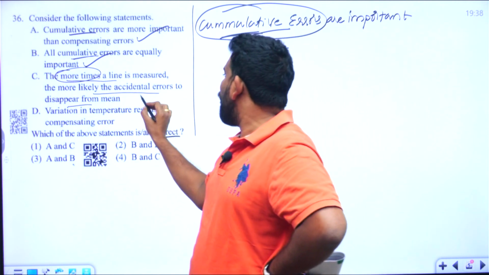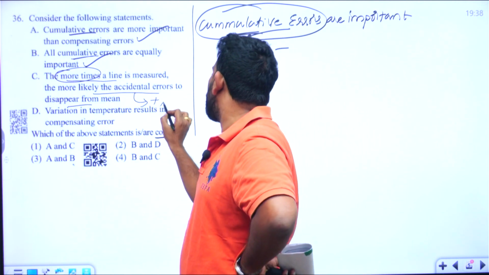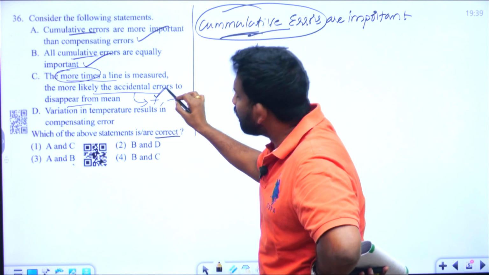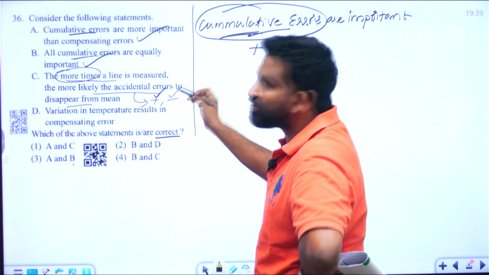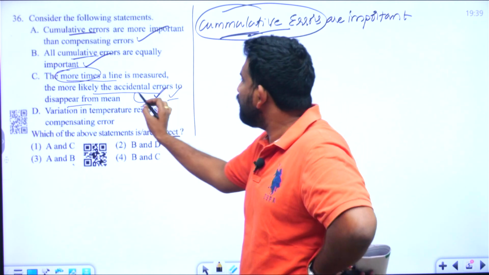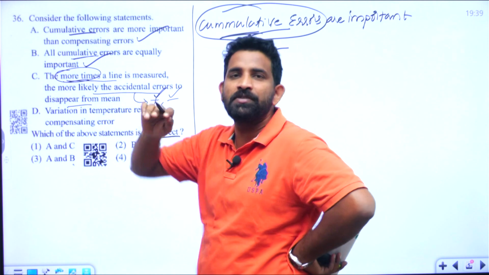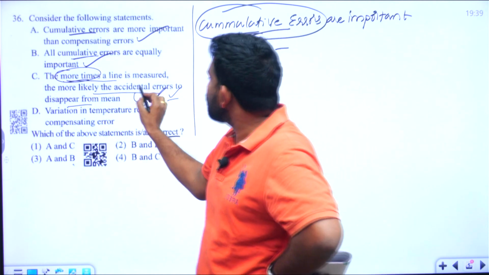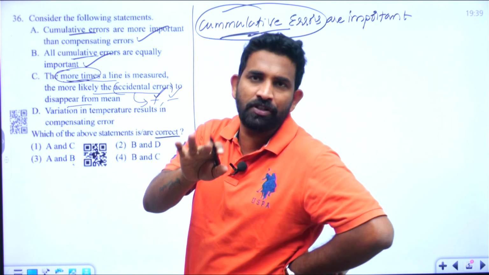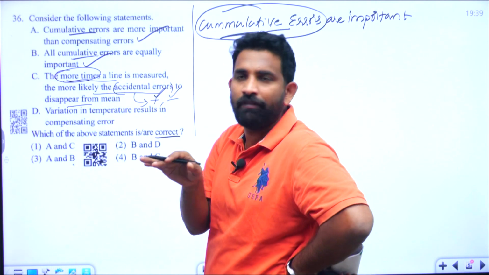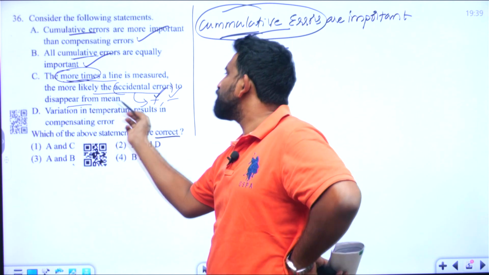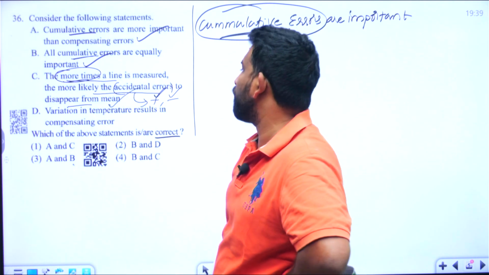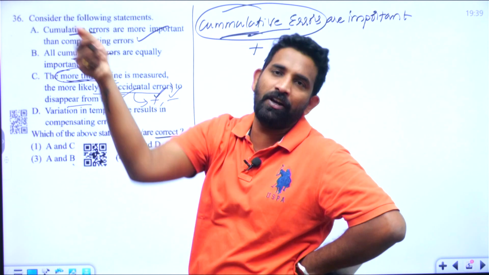We have to understand that accidental errors will be positive as well as negative. So when a positive error is continuing, the next reading might be a negative reading. If you try to understand with more measurements, sometimes it might be positive and sometimes negative, because accidental errors occur in both directions. So the more times a line is measured, the more likely the accidental errors will disappear from the mean. Yes, it obviously will disappear from the mean. That means at some point it will be disappearing from the mean.